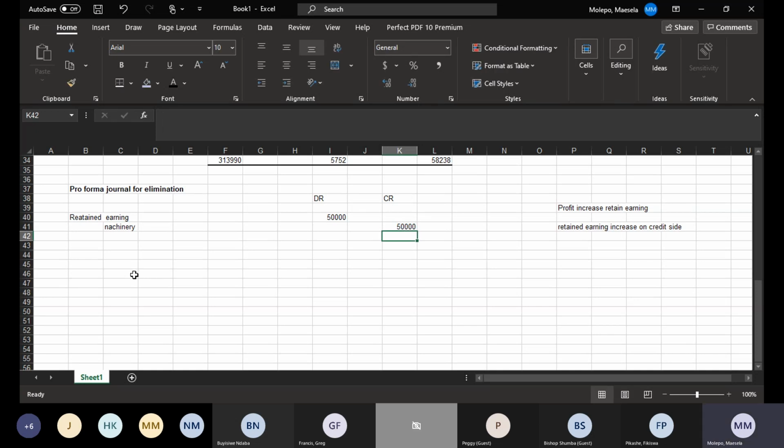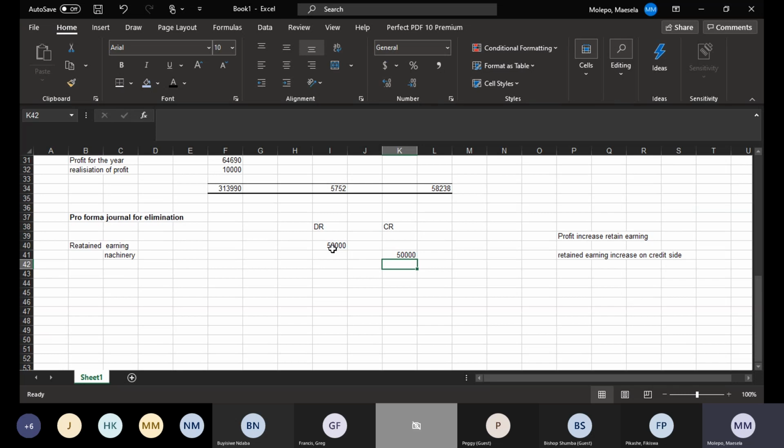And then we go further. As a result of that, the depreciation also increased. So the depreciation was increased by the 2,500 as a result of the machinery in the books of G Limited as the parent. His depreciation increased by 2.5. So now we want to eliminate it.